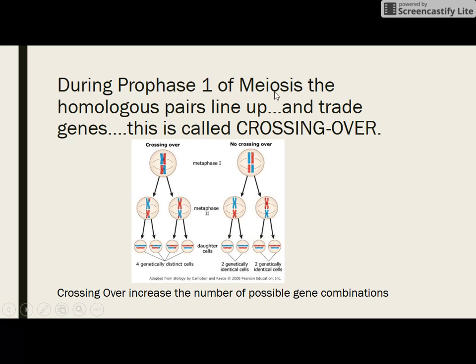During prophase 1 of meiosis, we do need to recognize that there are some things that can happen. The homologous pairs line up and trade genes in a process called crossing over. In the next screencast, we're going to get into some more specifics about how crossing over increases variability.